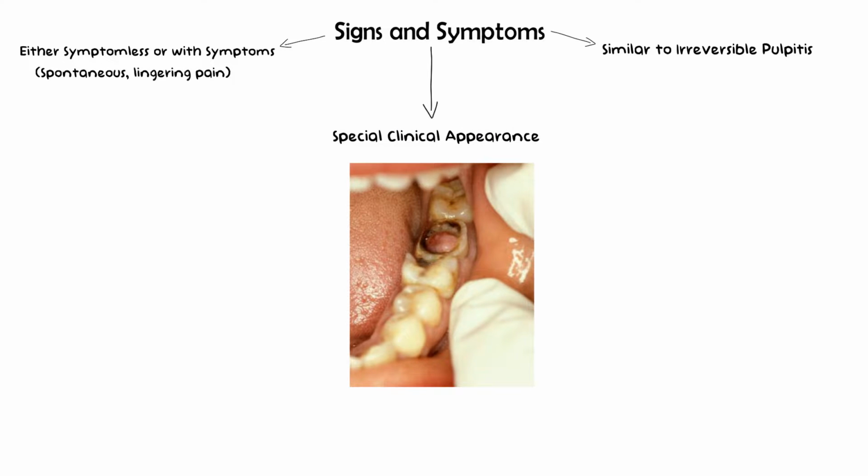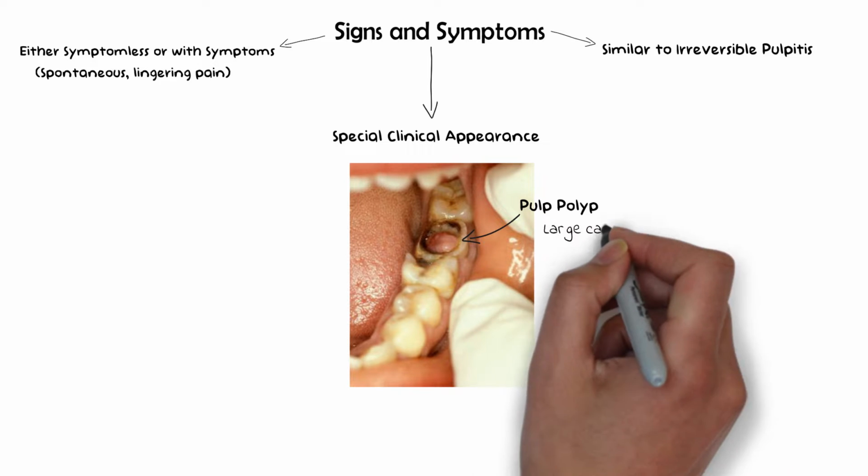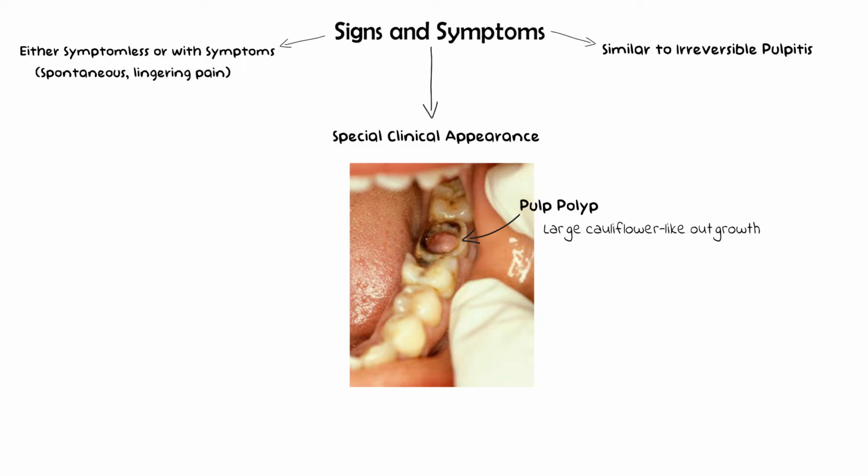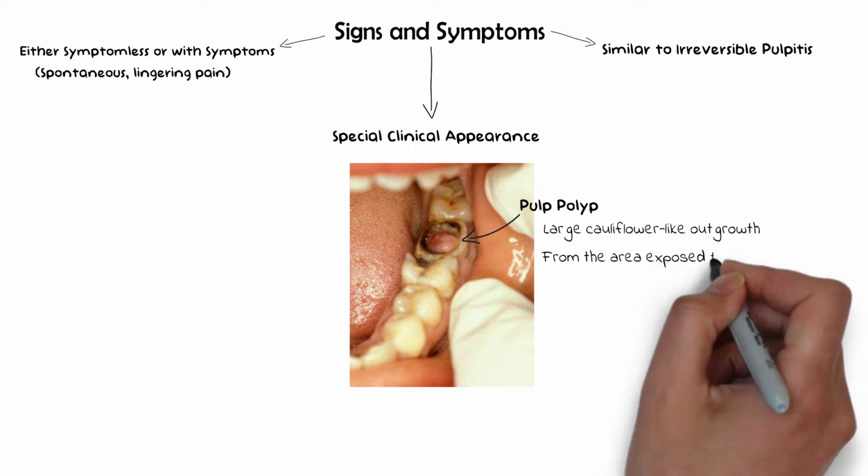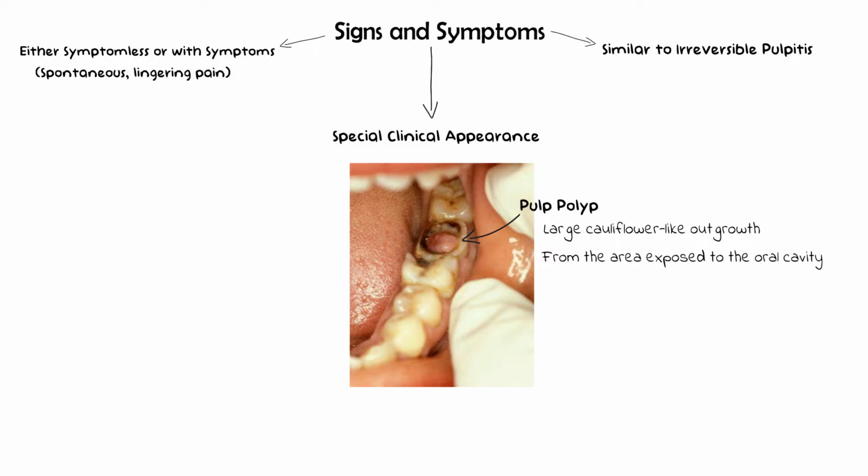There is a large cauliflower-like outgrowth of connective tissue into the caries that has already resulted in large occlusal exposure. This outgrowth is essentially coming out from the pulp from the area that has already been exposed to the oral environment, which looks like a polyp and hence the name pulp polyp. This outgrowth is a classical sign which almost confirms the diagnosis of the pulp polyp.